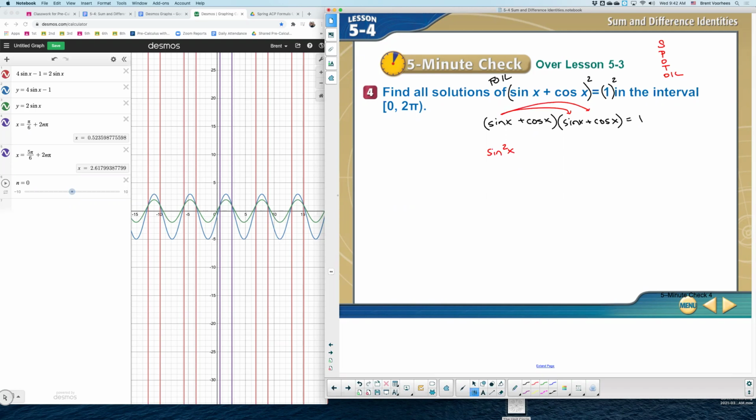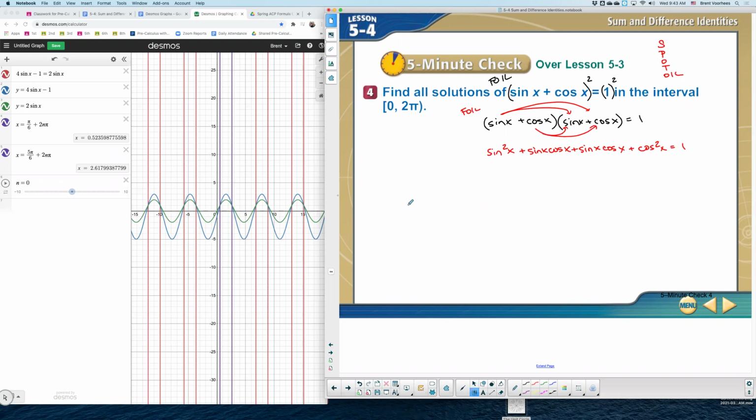So sine times sine is sine squared. Then you'd have a sine times cosine, which is a sine x cos x. We would have another sine x cos x. And then finally, a cosine squared. Cos times cos is cosine squared. That's cos x times cos x is cosine squared x. All that would equal 1. So that was the FOIL right there.